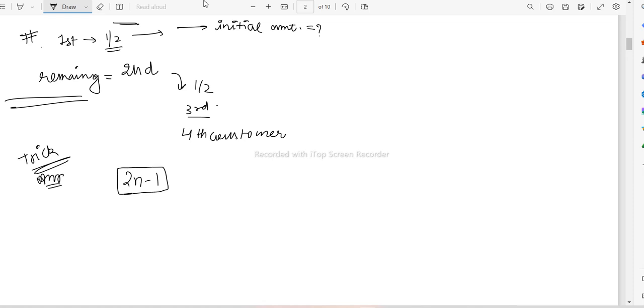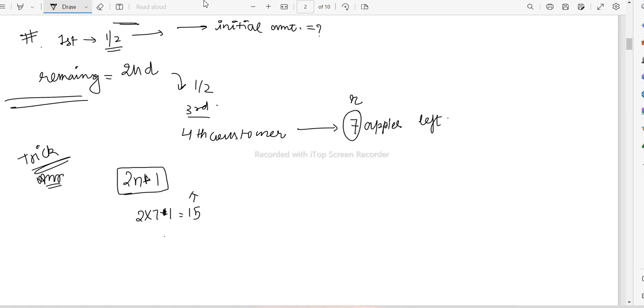One more thing: after selling to the fourth customer, he has only 7 apples left. This is also given in the question, I forgot to mention. Now you can solve this very easily. Here the value of n would be the left ones. So it will be 2 into 7 minus 1. Actually, don't do minus 1, do plus 1. 2 into 7 is 14, plus 1 gives you 15.